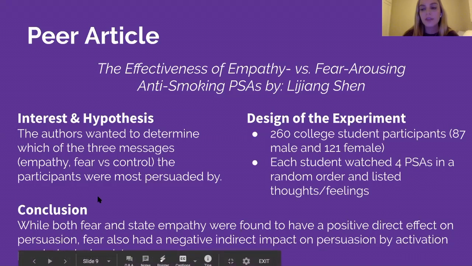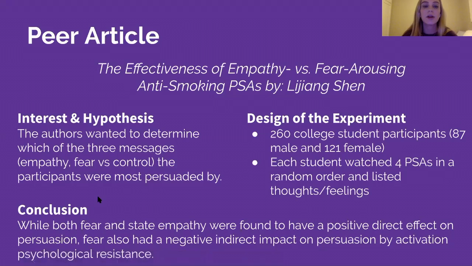So the goal of the experiment was to explore the related effectiveness between fear and empathy in anti-smoking PSAs, as well as better understand message-induced fear and empathy in their roles of persuasion. So the participants were 260 college students, and they were all enrolled at the University of Georgia. 87 of them were male and 120 of them were female. And the sample was overwhelmingly white.